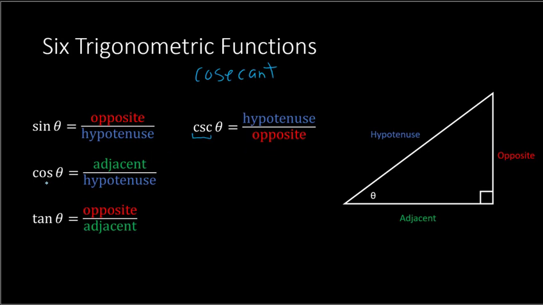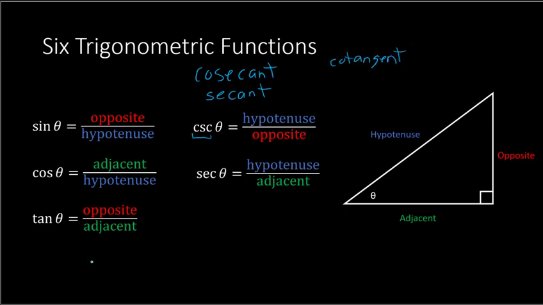And then we have the inverse of cosine, which is secant, so S-E-C-A-N-T. The abbreviation for that would be S-E-C. And again, we just switch the numerator and denominator of cosine. So instead of adjacent over hypotenuse, we have hypotenuse over adjacent. And then the inverse of tangent is called the cotangent. So cotangent is the inverse of tangent. We abbreviate that as COT, and we basically just switch the numerator and denominator. So instead of opposite over adjacent, we now have adjacent over opposite.